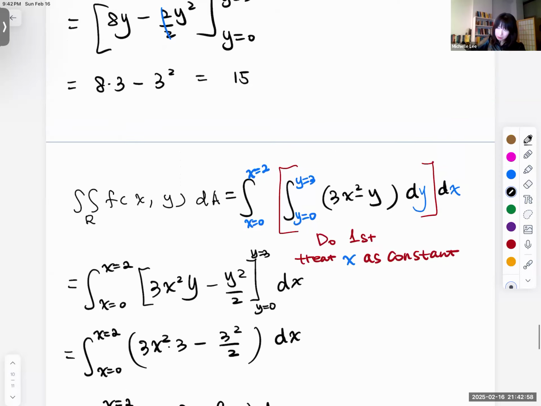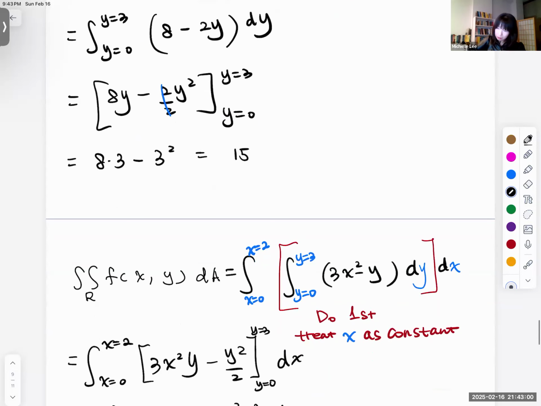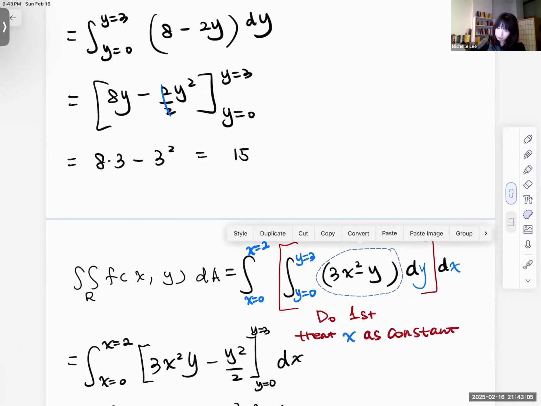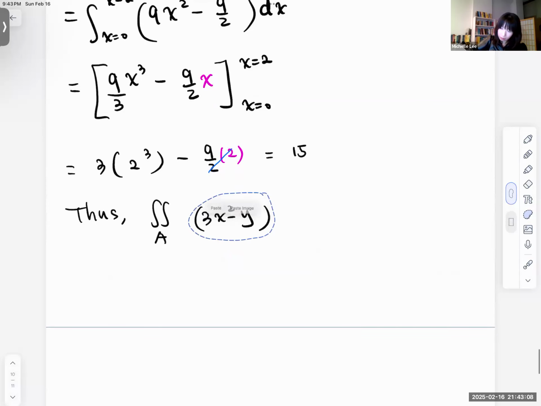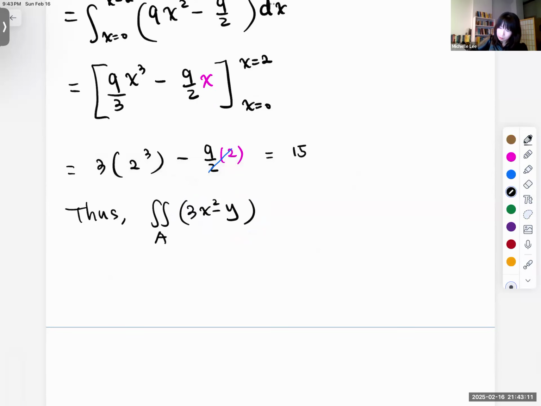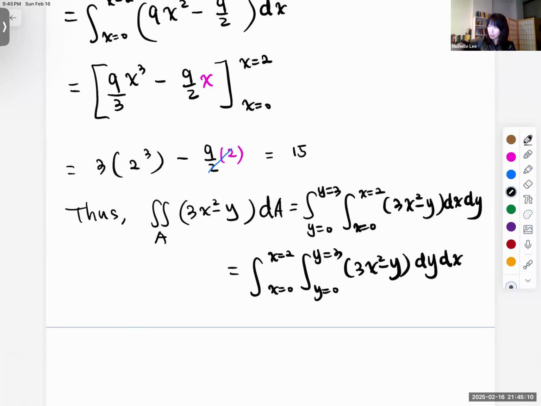What's the function? So let me do this function. I don't remember. Okay, let me write down. Okay, so I wrote down here the same answer. Okay, next we have a definition here.